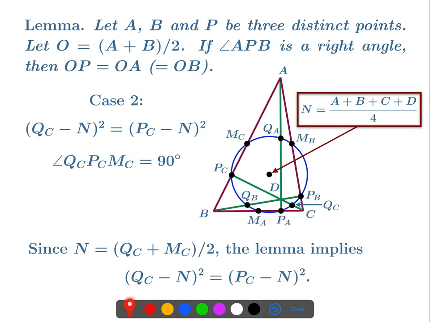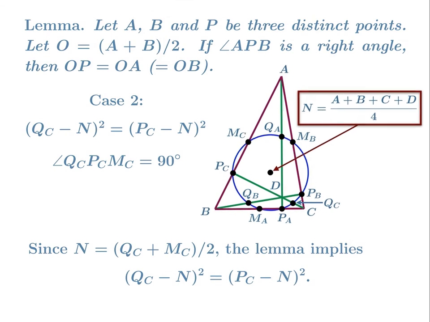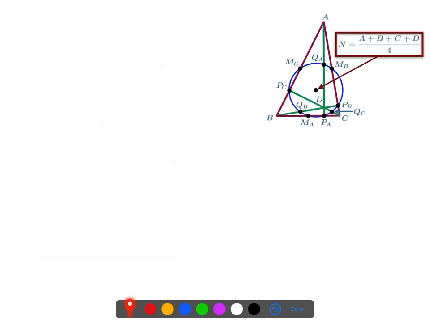And the same thing with C. So the distance from N to P sub C is the same as the distance from N to Q sub C, and those C's can be A or B. It's the same case, really, same argument. So that's 2 cases. 1 case left.